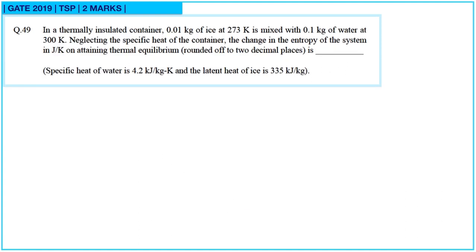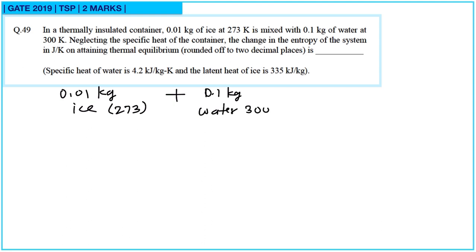In a thermally insulated container, 0.01 kg of ice at 273 Kelvin is mixed with 0.1 kg of water at 300 Kelvin. Neglecting the specific heat of the container, the change in entropy of the system in attaining thermal equilibrium is. So here we have to find the change in entropy. That means we have to find the entropy change for ice as well as for water and add those two.